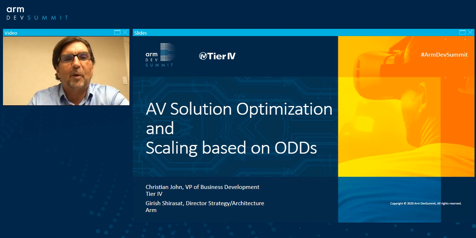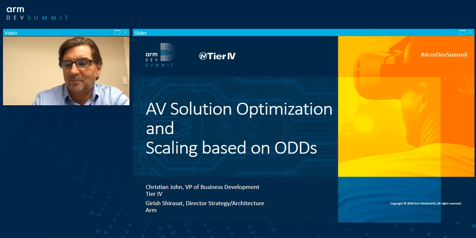I'm responsible for business development at Tier 4, one of the leading providers of autonomous vehicle application software and system solutions. I'm going to be going over a presentation today with my colleague, Girish Shirasat from ARM, which really focuses on autonomous vehicles, solution optimization, and scaling based on operational design domains.